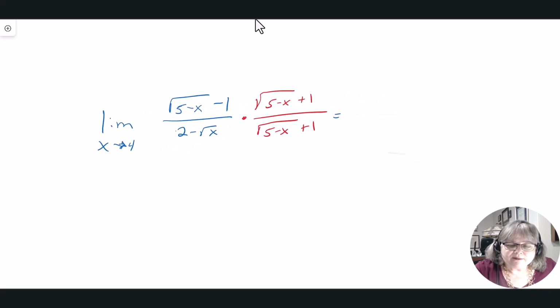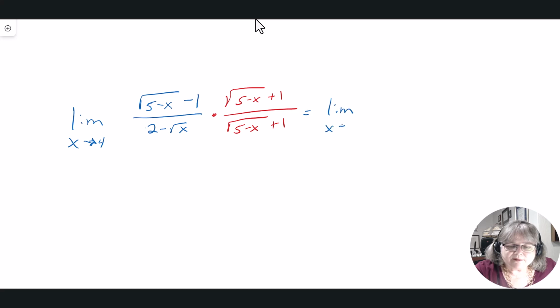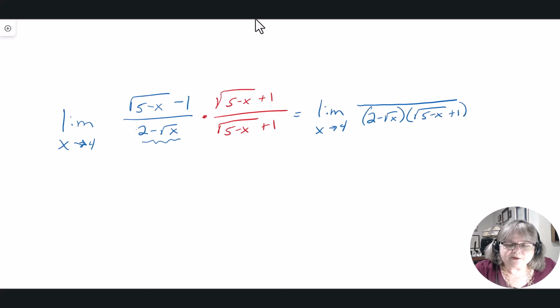Now again, it's this term right here that's causing me to get 0 down there. So let's leave it as it is in hopes that it will go away. And let's multiply out the numerator. So the square root of 5 minus x times the square root of 5 minus x is the square root of 5 minus x squared, which is 5 minus x, because the square and the square root cancel. This is plus the square root of 5 minus x, minus the square root of 5 minus x, and minus 1 times plus 1 is minus 1.